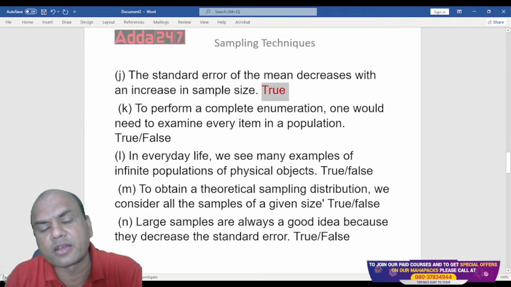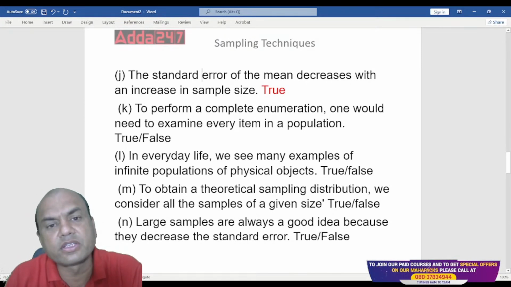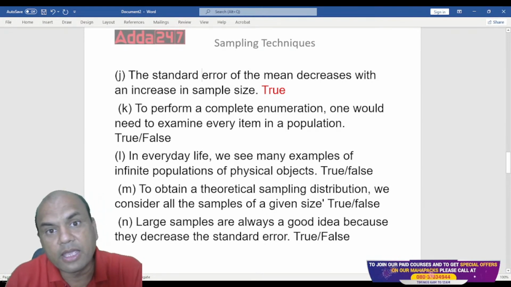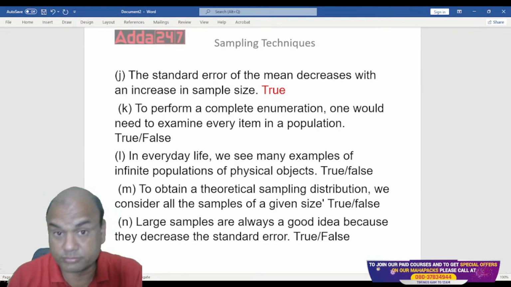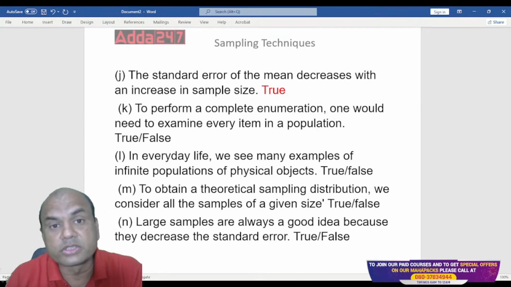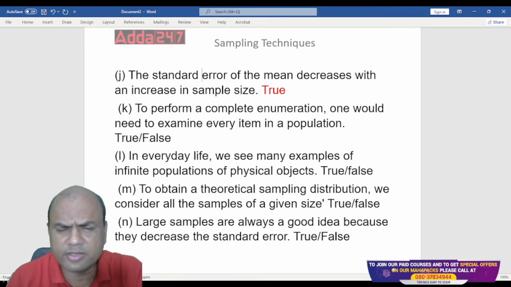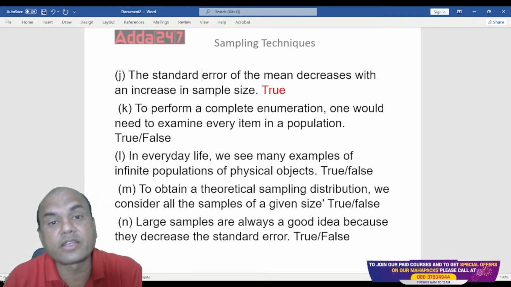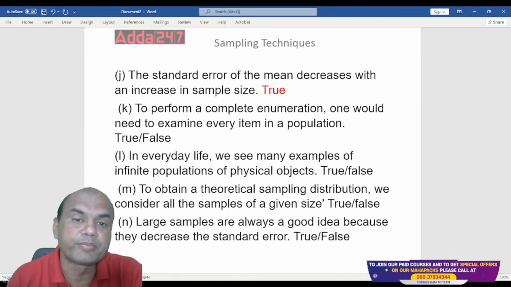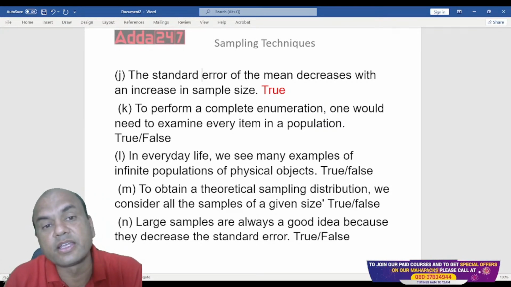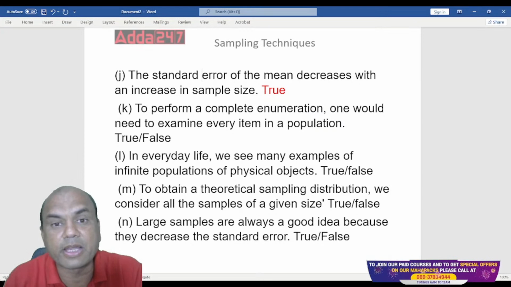What is standard error? Keep it very simple: standard error is the difference between the population mean and the observed mean. We have the formula z equals 1 upon sigma x bar, the standard error, into x bar minus mu. That formula gives you x bar and mu; the difference is known as standard error.